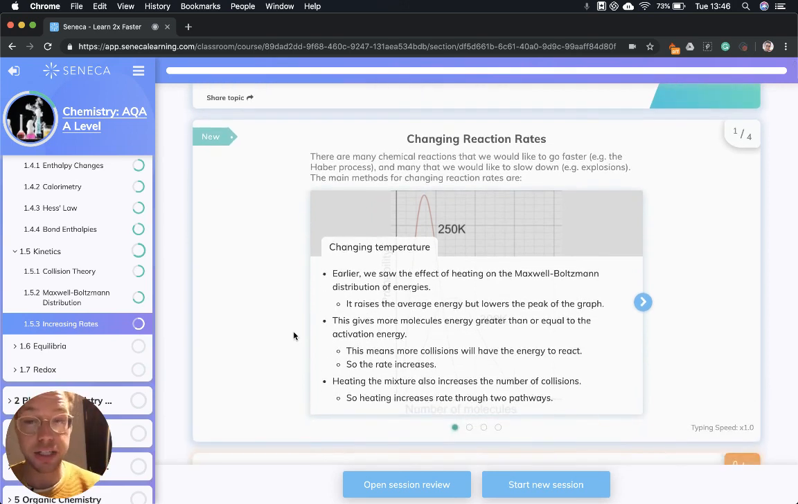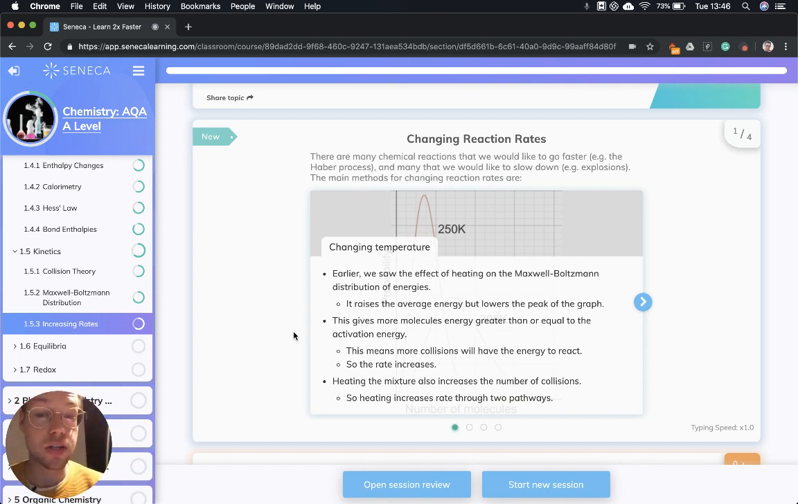So, changing reaction rates. There are many chemical reactions that we would like to go faster, such as the Haber process. That's going to be coming up soon, so get excited. And many that we would like to slow down, like explosions. The main methods for changing reaction rates are changing temperature.